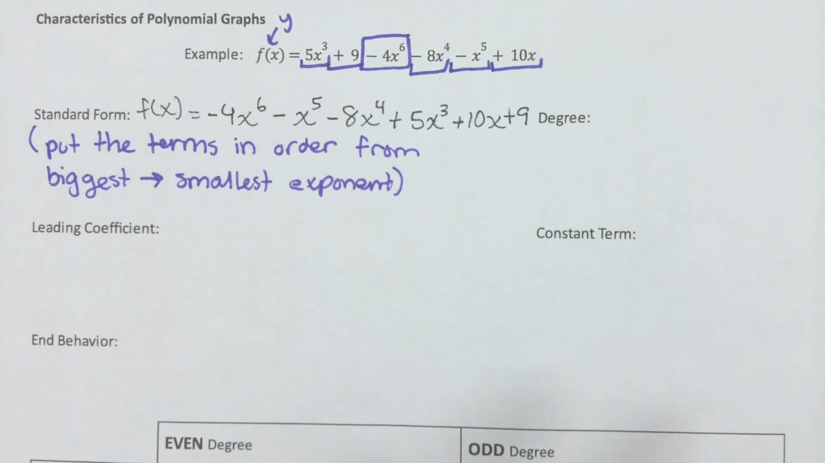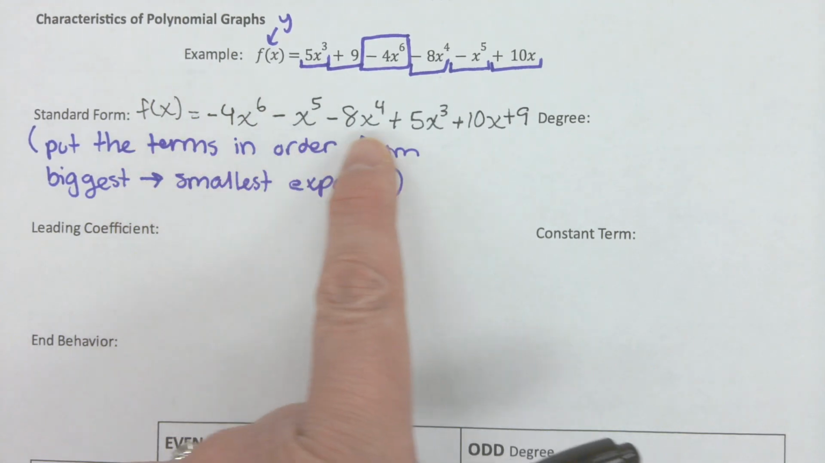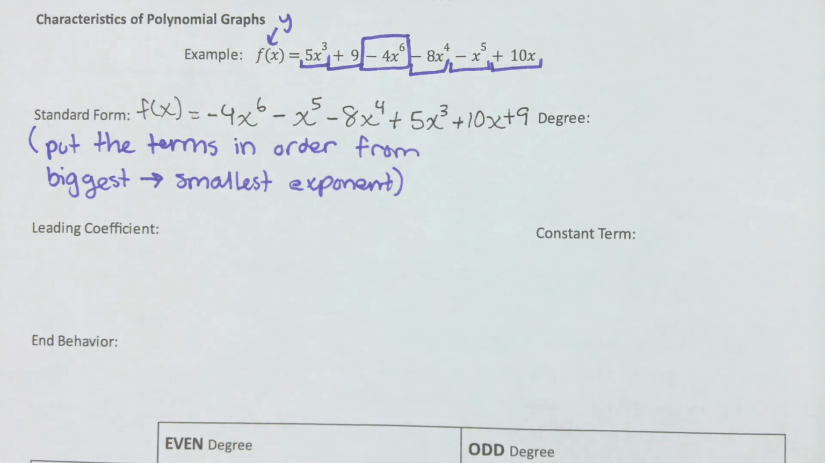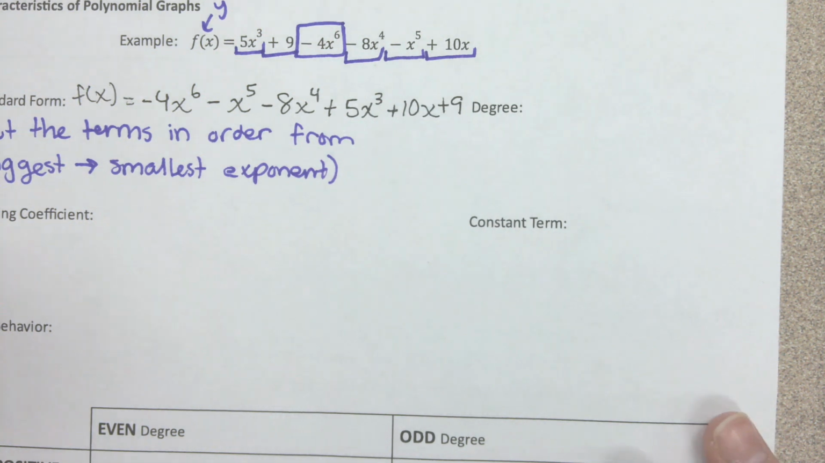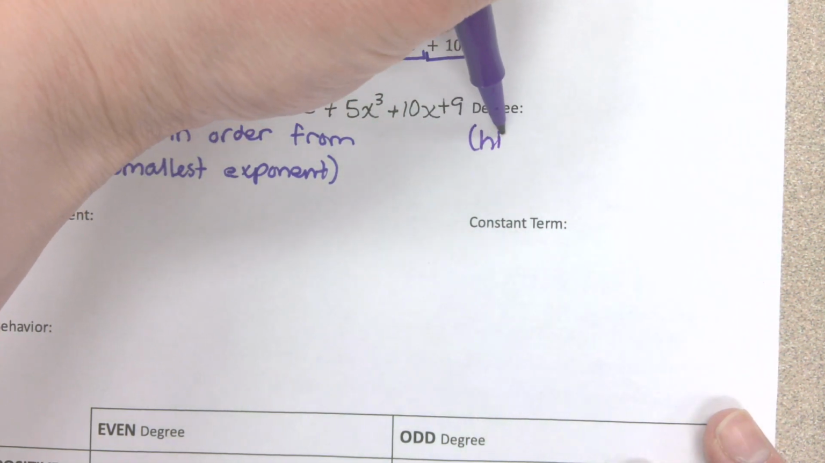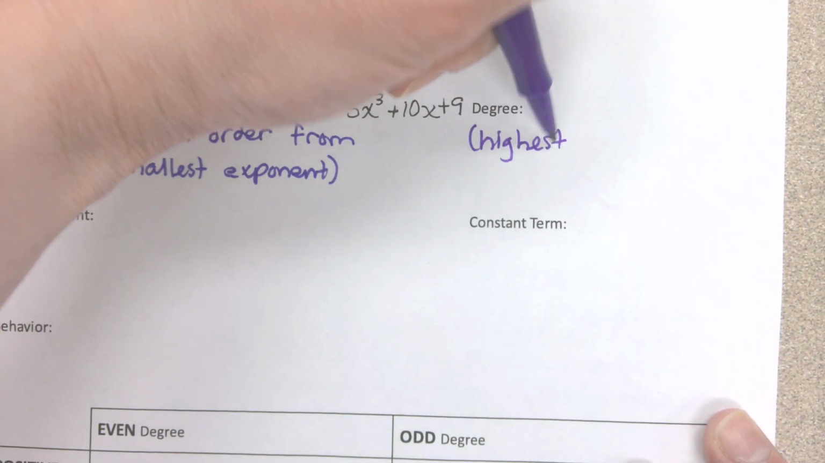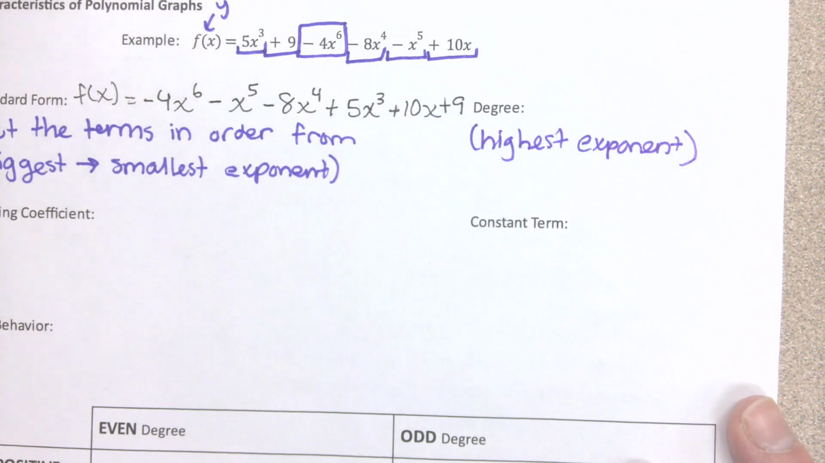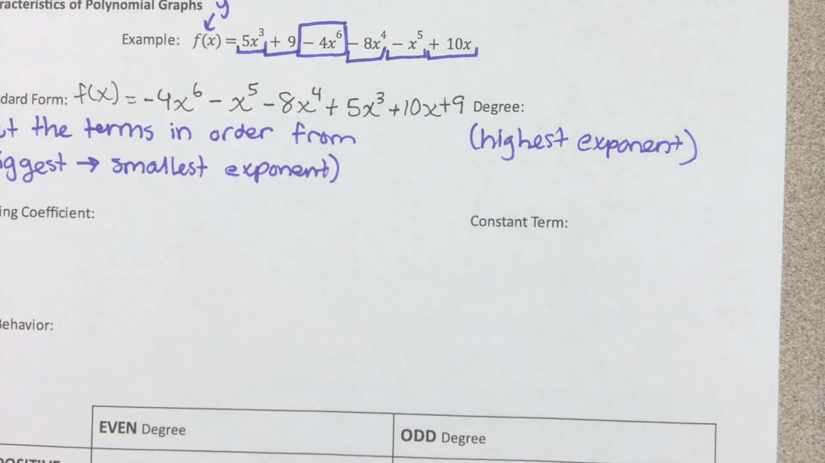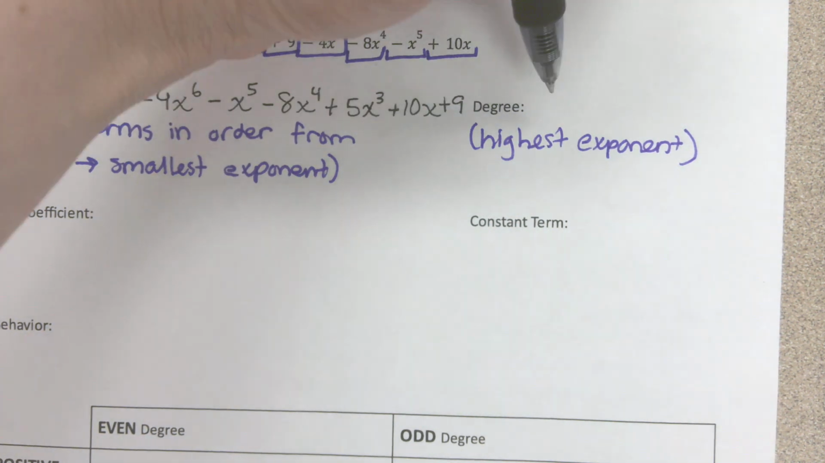Any questions that we answer from here on out are going to be answered according to that standard form of the equation. It's a lot easier to work with. Degree, we've seen this before. Reminder, degree is the highest exponent. This is why we want the terms in order. We just look at the very first term. Highest exponent was 6.